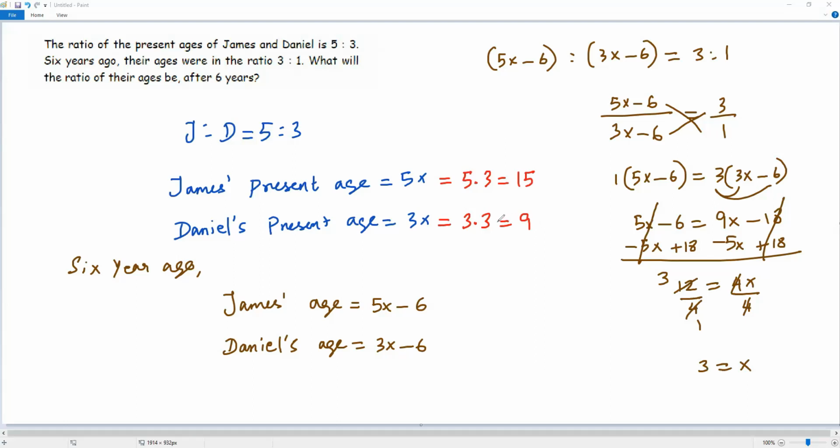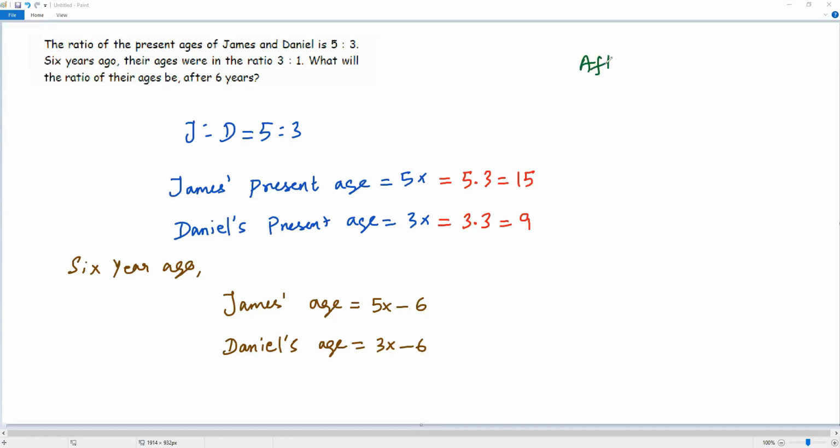But the target of the question is to find the ratio between their ages after 6 years. Okay, let's do that. After 6 years, James' age. At present, James' age is 15 years. After 6 years means we have to add 6 to the age. 15 plus 6 is going to be 21. So after 6 years, James' age will be 21 years. And Daniel's age. At present, Daniel's age is 9. After 6 years, it will be 9 plus 6, that is 15 years.